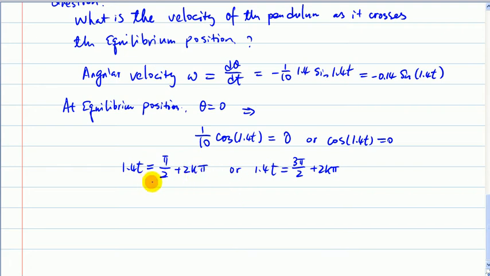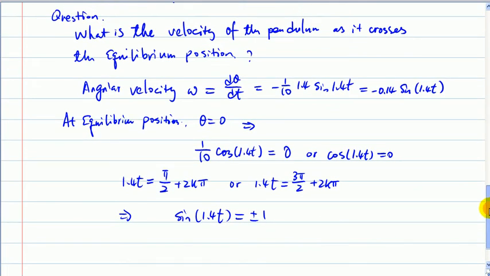But we actually don't really need the actual value for t, because we are looking for the linear or translational velocity. When theta equals 0, that's your value for 1.4t. Now what does this mean for sine 1.4t? At one value it's 1, and at the other value it's negative 1. So it's going to be plus or minus sine 1.4t.